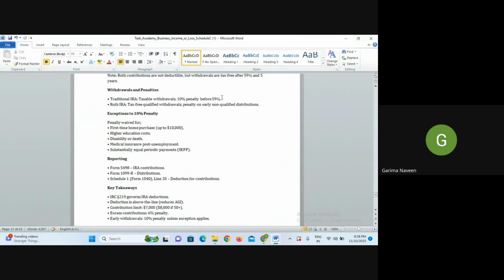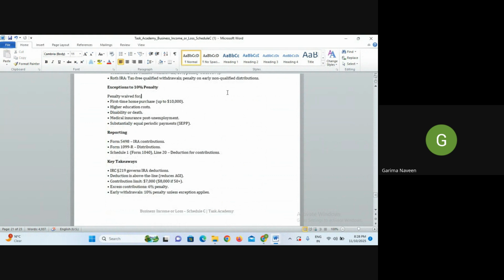But in case you are withdrawing before this age and also using it for non-qualified purposes, then you have to pay a 10% penalty. Okay, but if you are using it for some qualified purposes, then no problem, the 10% penalty will not apply.